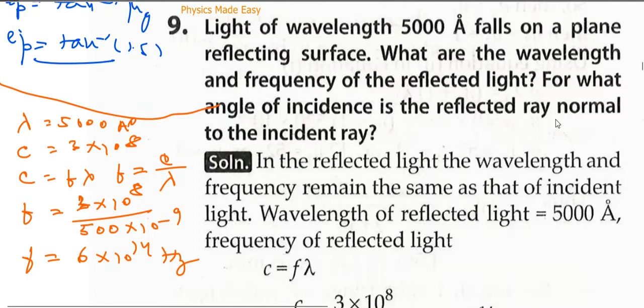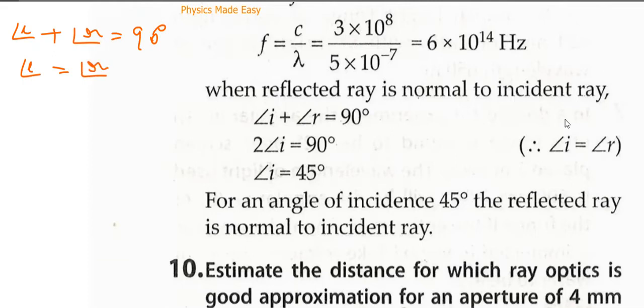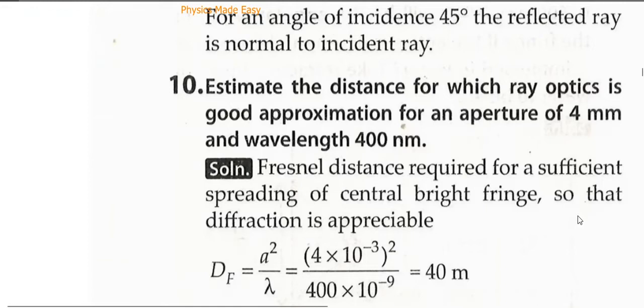For what angle of incidence is the reflected ray normal to the incident ray? This is equal to 90 degree. When the reflected ray is normal to the incident ray, I plus R is equal to this. And now from laws of reflection, we know that angle of incidence is angle of reflection. It means 2I is equal to 90 degree. It means I is equal to 45 degree. So this means that for angle of incidence 45 degree, the reflected ray is normal to the incident ray.